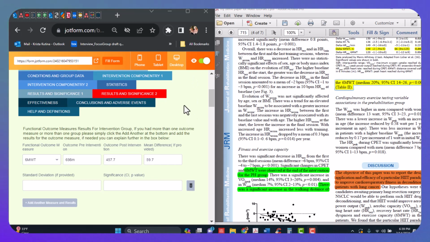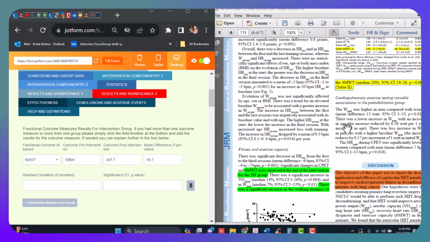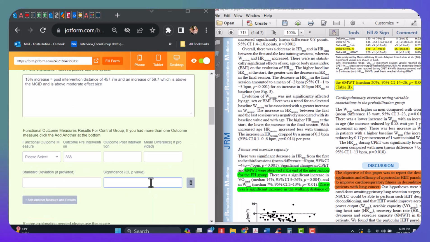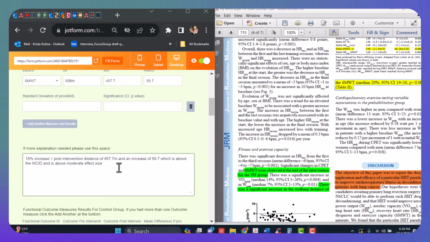Hi everyone, as I said, this tutorial is about the results and significance 2 tab. This is where, again, we're reporting the results. If your article is reporting it in a fashion that doesn't match what we've outlined here, please feel free to use these white spaces. And if you want to report some of the results that you think are relevant for the functional outcomes, those are the ones that we are interested in. There's lots of stuff about oxygen and heart rate and peak wattage, but those aren't functional.